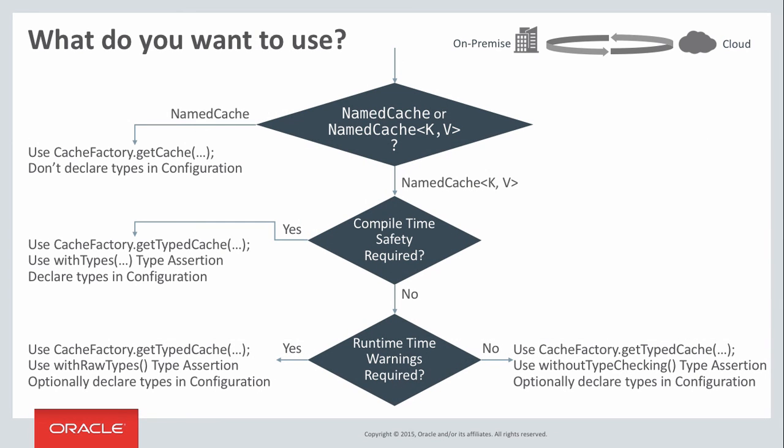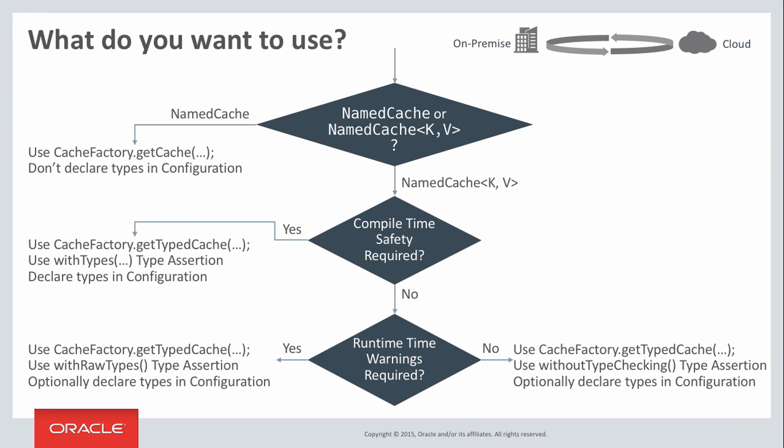So which one should you use? We've showed three options for type safety, and basically you can make the decision. Essentially you have to decide if you want to use name cache or name cache with key and values. If you just want to use name cache, then continue using cachefactory.getCache, and don't bother to declare the types in your configuration. If you want to use generics, then really the next question is, do you want type safety in terms of compile time type safety?